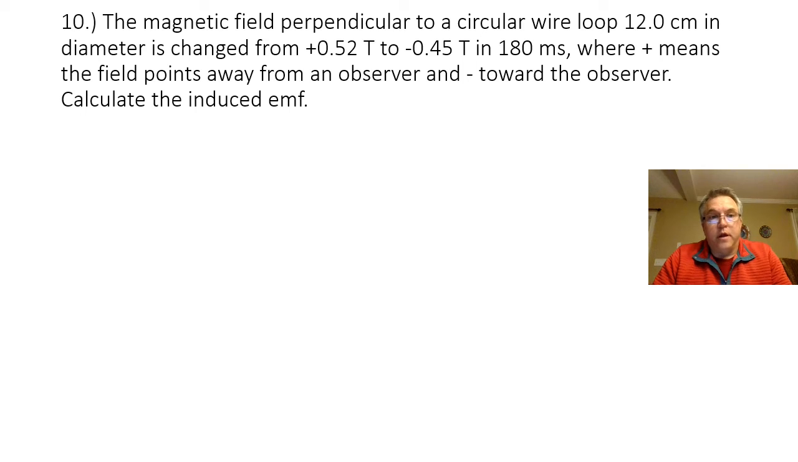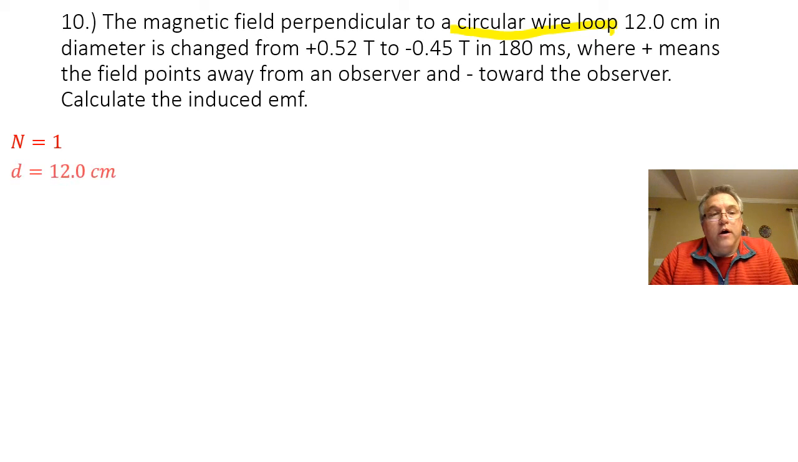Problem number 10. The magnetic field perpendicular to a circular loop 12.0 centimeters in diameter is changed from positive 0.52 Tesla to negative 0.45 Tesla in 180 milliseconds, where positive means that the field points away from an observer and negative toward the observer. Calculate the induced EMF. In this problem, we are given the number of turns. It doesn't say it explicitly, but you'll notice that we have a circular wire loop. They're using the singular tense, so we can assume that there is one loop.